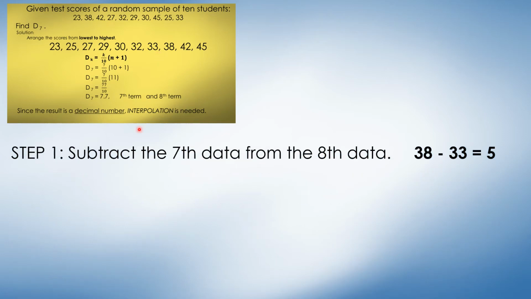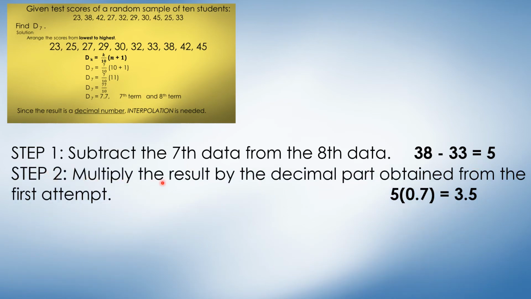Okay, so look for the 7th term: 1, 2, 3, 4, 5, 6, 7. So the 7th term is 33 and the 8th term is 38. So, interpolation. Here are our steps again. Step 1, subtract the 7th data from the 8th data. So we have 38 minus 33, which is equal to 5.